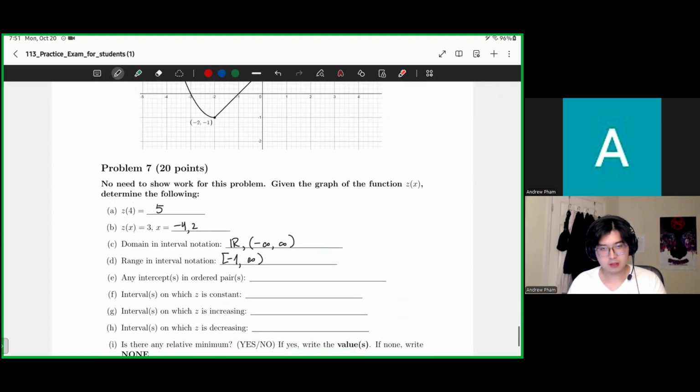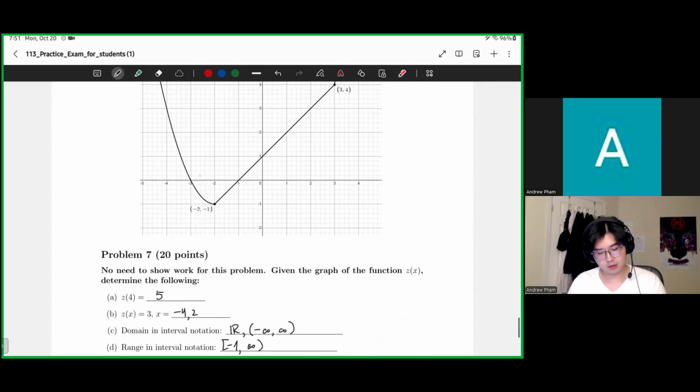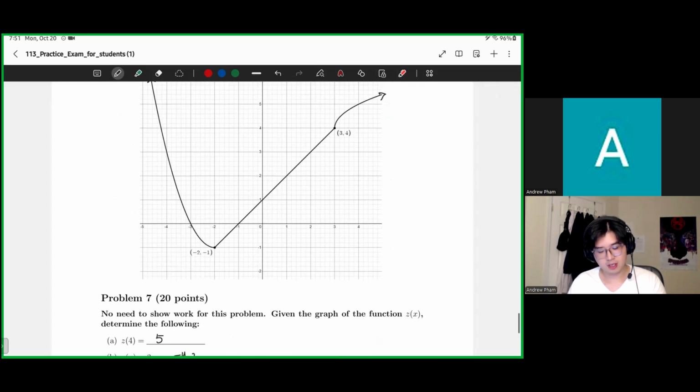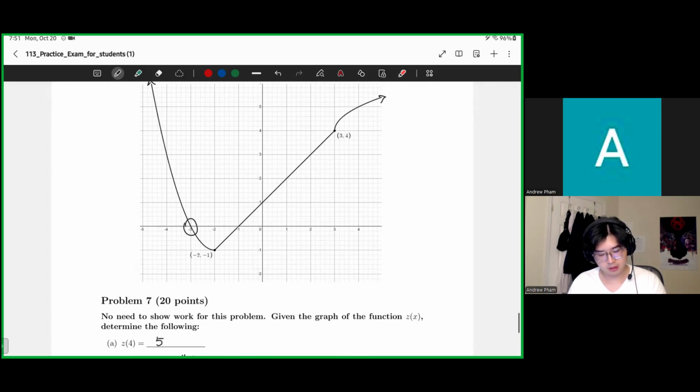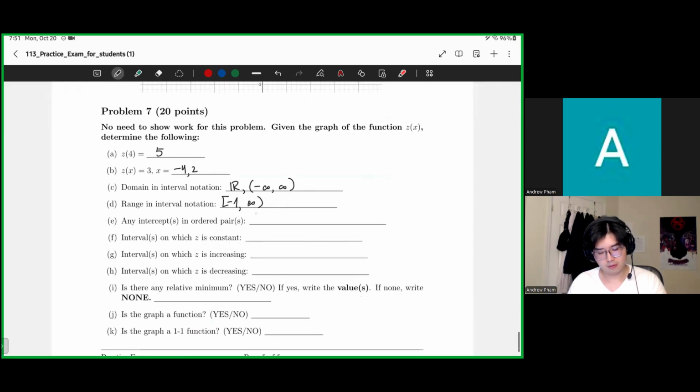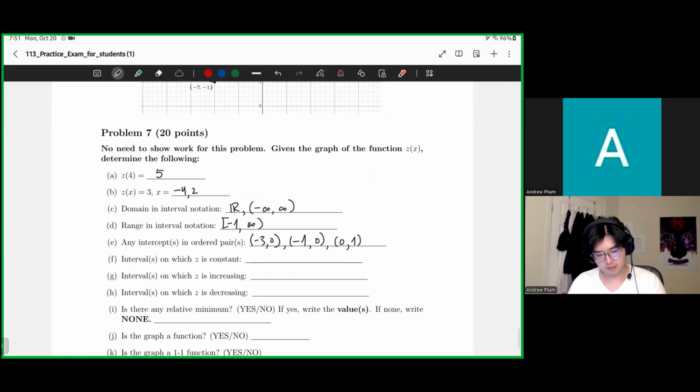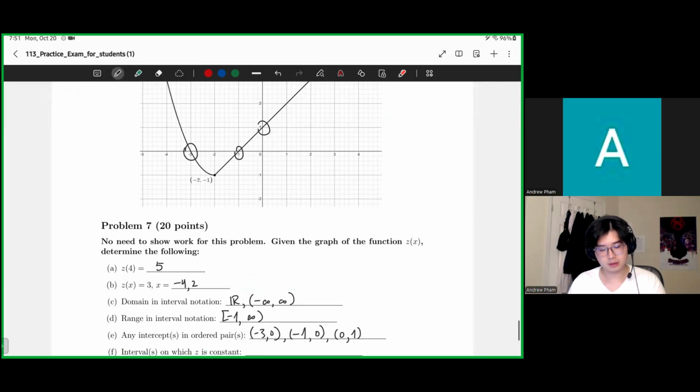For E, intercepts, where does the function intersect the x and y axes? Here, here, and here. So (-3, 0), (-1, 0), and (0, 1).